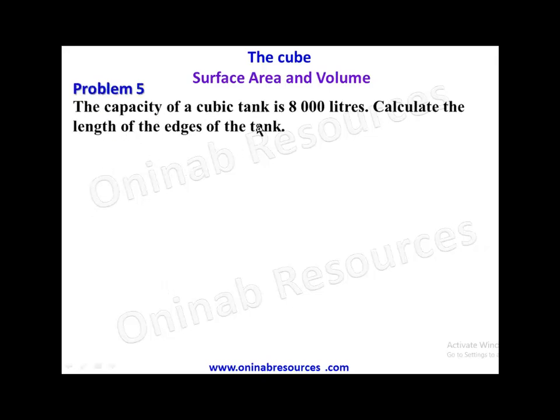The capacity of a cubic tank is 8,000 liters. Calculate the length of the edges of the tank. So we know capacity is 8,000 liters. We can convert this to volume in cubic meters or in cubic centimeters. If you are converting it to cubic meters, we divide by 1000. That will give us 8 cubic meters.